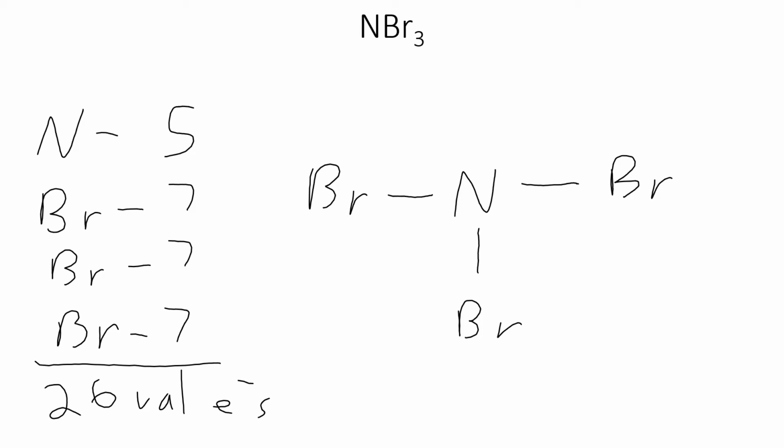Our next step is to complete an octet of electrons around the outer atoms. Right now, each of the bromines has 2 electrons in their vicinity, the 2 electrons from the bond. So in order to get up to 8, I'm going to need 3 lone pairs. So on each outer bromine, I'm going to make 3 lone pairs. There's 1 lone pair, second lone pair, third lone pair on the bromine on the left. The bromine on the bottom will get 3 lone pairs.